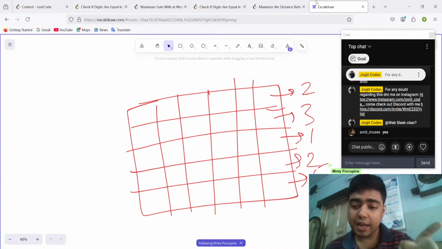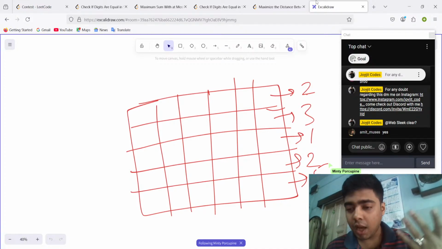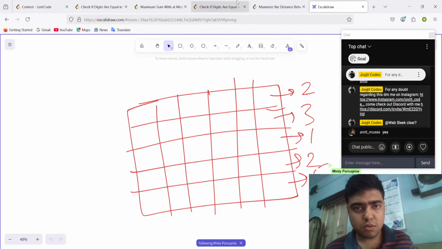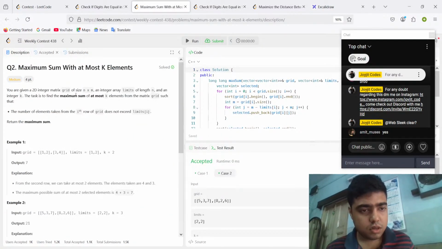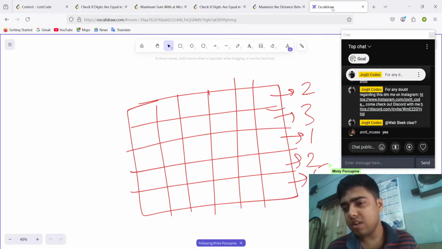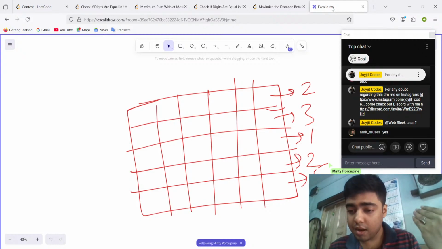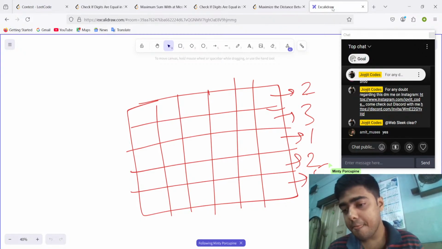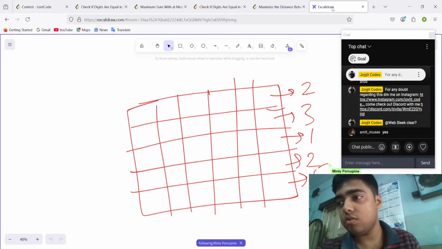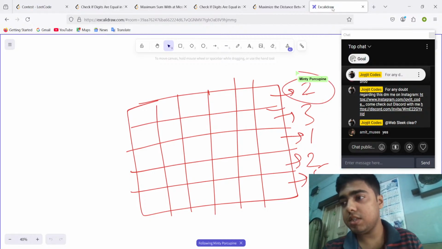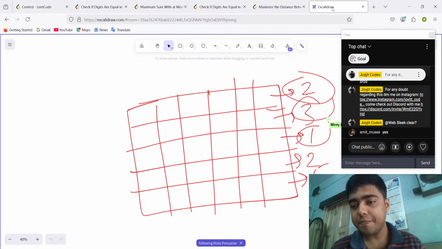And in total, I have to take k elements, right? I mean, yeah, it can be lesser than that also. I don't remember. It was, yeah, we have to take at most k elements. You don't know how many elements you have to take, but you can take at most k elements in total. But in specific rows, there is a limit set that you can't take more than this number. You can't take more than 2 elements in the first row. In the second row, you can't take more than 3 elements. In the third row, you can't take more than 1 element, right?